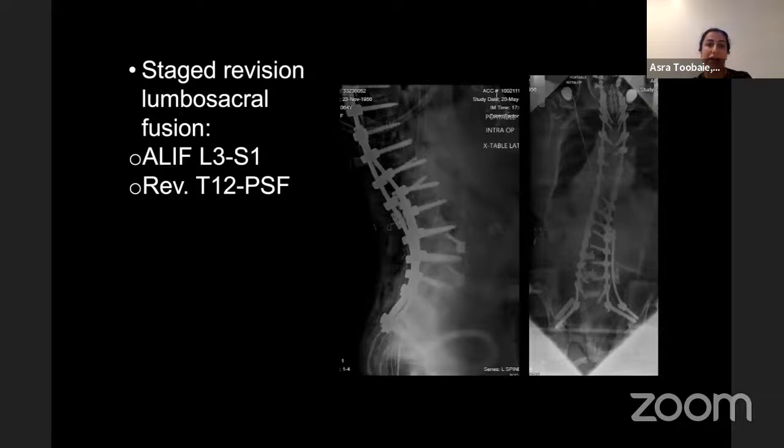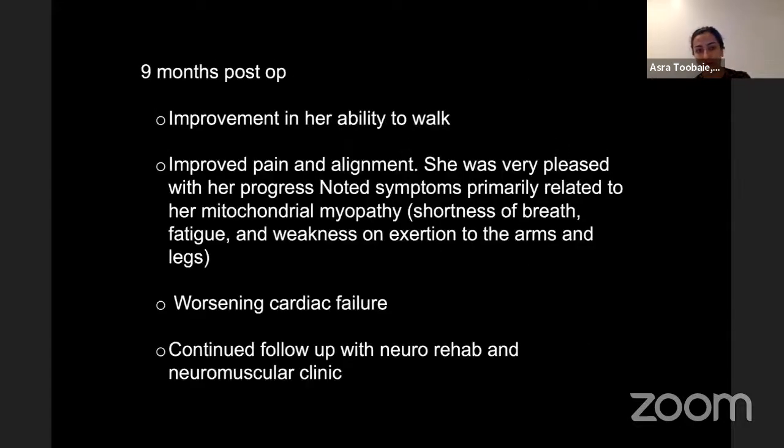So she underwent a stage revision of lumbosacral fusion, ALIF L3 to S1, and revision of fusion T12 to pelvis. 9 months post-op, she had overall improvement in her ability to walk. Basically, she was quite satisfied. Her only symptoms were overall weakness that was related to mitochondrial myopathy. Unfortunately, during this time, she started developing worsening cardiac failure, and also she was continued with neuro rehab and neuromuscular follow-up.